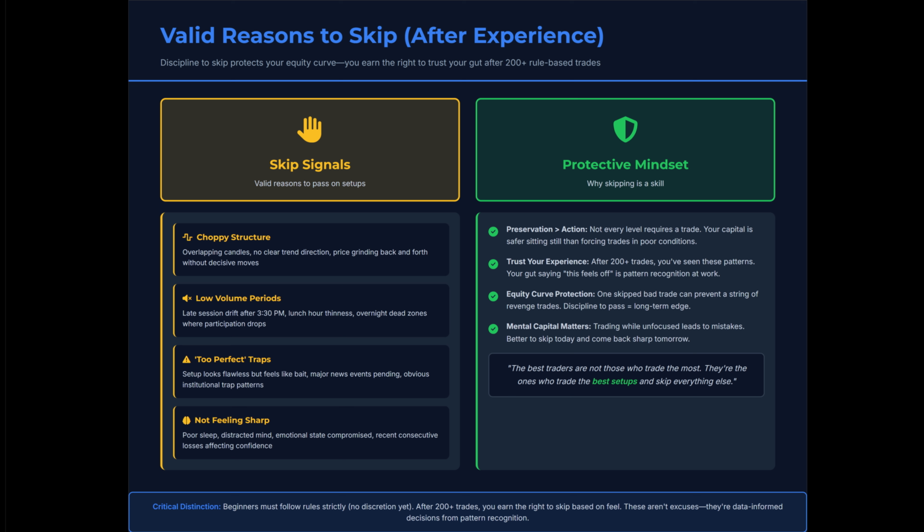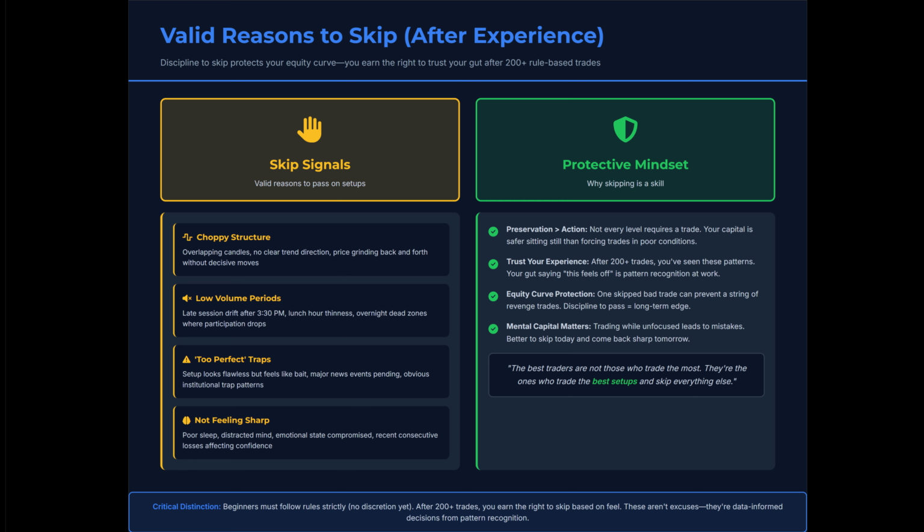Now let's shift to the right column, the protective mindset. Why is skipping a skill rather than a weakness? Principle 1: preservation is greater than action. The first principle is that preservation is greater than action. Not every level requires a trade. Your capital is safer sitting still than forcing trades in poor conditions.